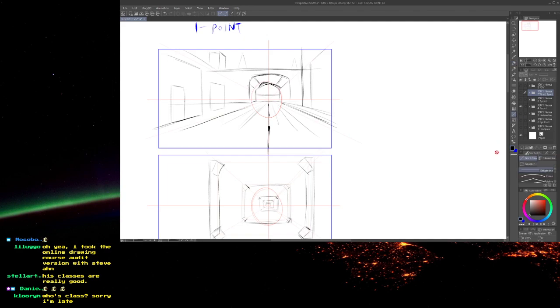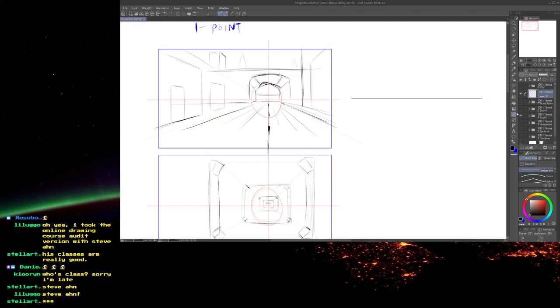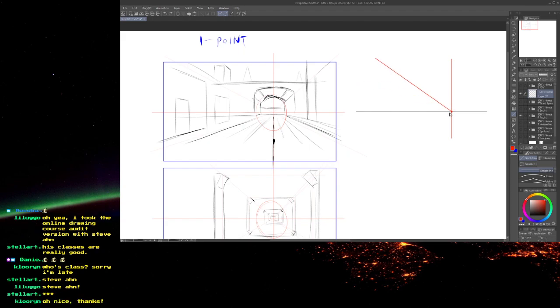1 point perspective, for those who don't know, is you have a horizon line, and then you decide where the focal point is, kind of like that. Draw a line through that, like so. And then all your perspective lines extend out from that single point, like so. Or I can go into it like this.